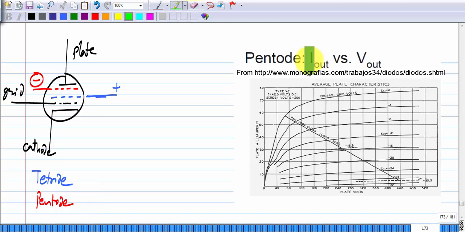Okay, and here I show the I out versus V out, basically ID versus VDS characteristics of a pentode. As with the triode, the grid or the gate voltage is negative. I hope you can see here the gate voltage here is 0, and here it's -4, -6 and so on. So as the gate voltage becomes more positive, the current increases, and also you can see that this part of the characteristics resembles the MOSFET. There is a flat region, which means that a pentode is a much better amplifier device than a triode.